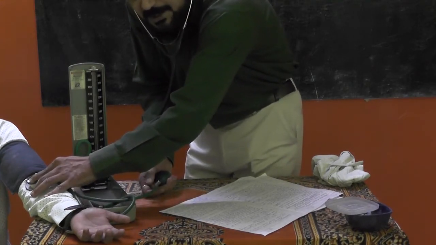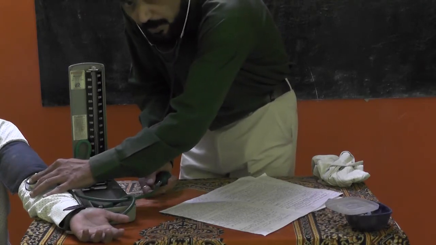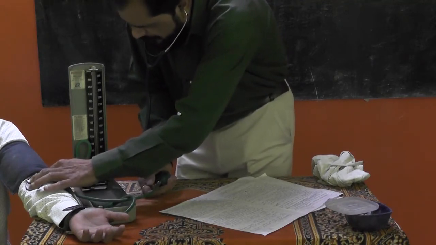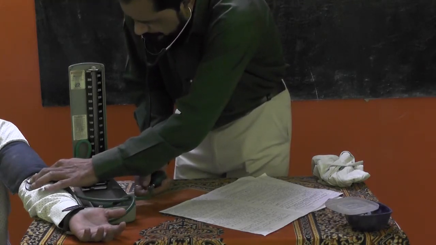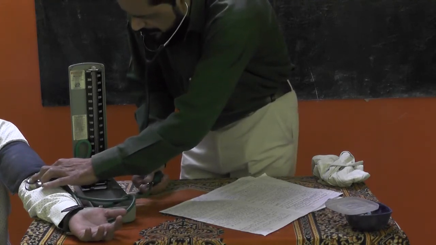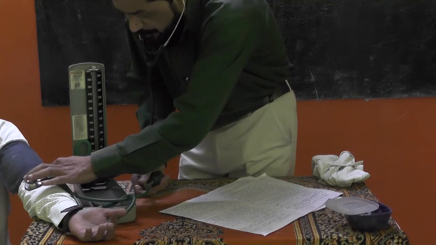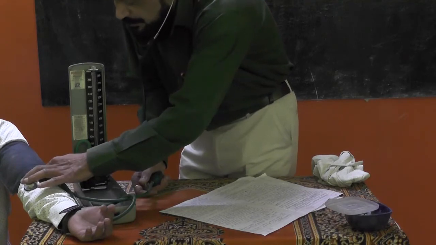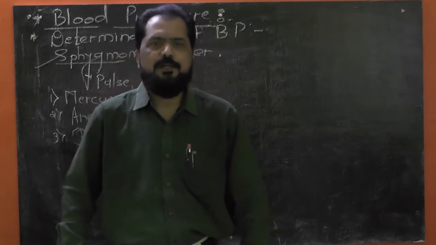That first pulsatile sound is nothing but the systolic blood pressure, or we can say that first pulsatile sound represents the systolic pressure. Now slowly the air is released. Still the pulsatile sound is there, but after some time that pulsatile sound is also not heard, and that point, when the pulsatile sound is not heard due to the smooth flow of blood, it represents the diastolic pressure. This is the way of determination of blood pressure.